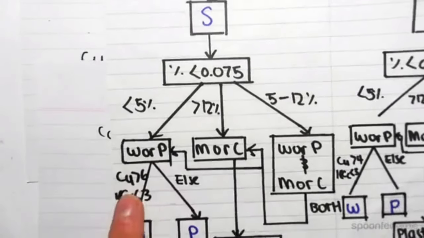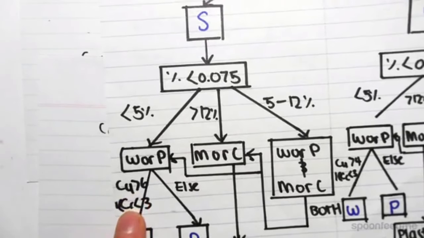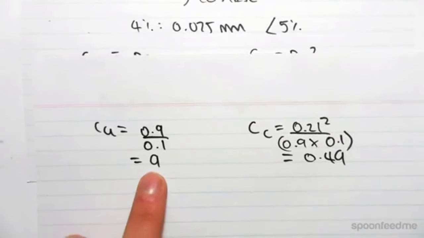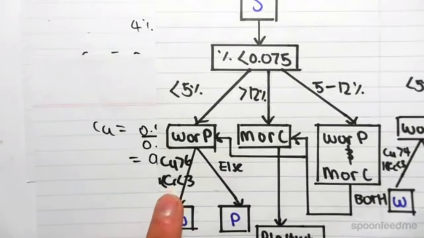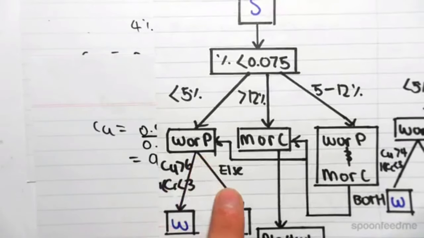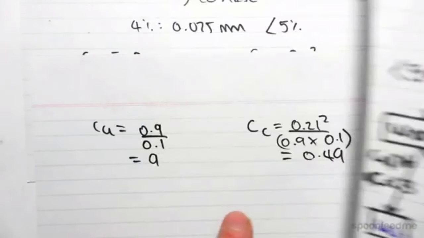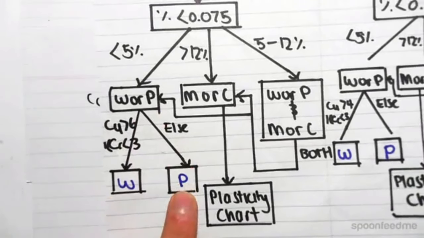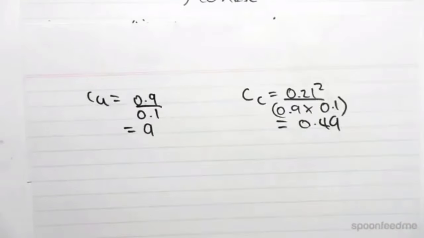We can see, to come down this branch, both these conditions have to be met. CU has to be greater than 6, and CC has to be between 1 and 3. CU is 9, so yes, it's greater than 6. CC is 0.49, which is not between 1 and 3. So this condition isn't met, which means we have to go down the else branch. So we've picked up the letter P and we're done. We can define our soil as SP, and that is our final answer.